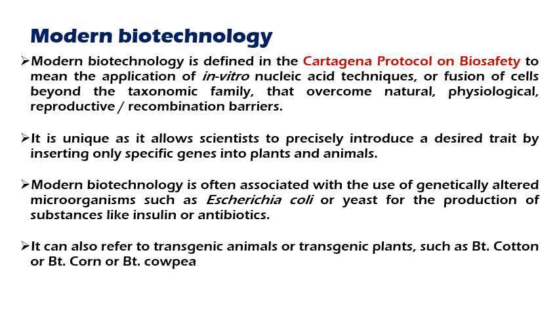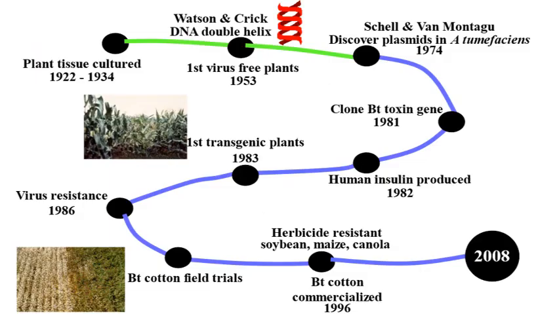It is very unique simply because it permits scientists to precisely introduce a desired trait by inserting only those genes into plants and animals, because you know the function of the gene and you know the metabolic pathway or biochemical pathway the gene has in the system. So it is more precise than the conventional method. So it is used to produce transgenic animals as well as transgenic plants. This also gives you a brief flow of the beginning of modern biotechnology.